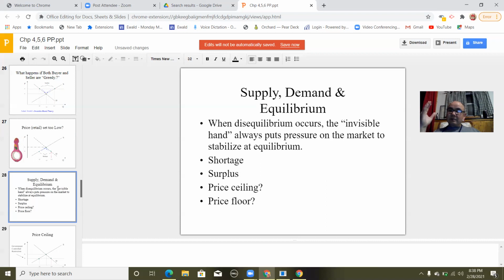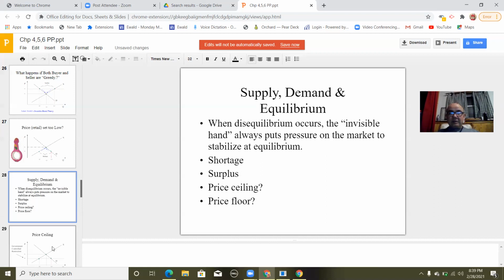If he tries to raise the price too high, he's going to have leftover Mountain Dews. He's going to need to store them in his locker. He doesn't like that. If he sets the price too low, he's going to sell them out really quick. There'll be a shortage. He's not going to maximize his profits. And so the next day he's going to raise his prices. This is the invisible hand theory working like it should work.